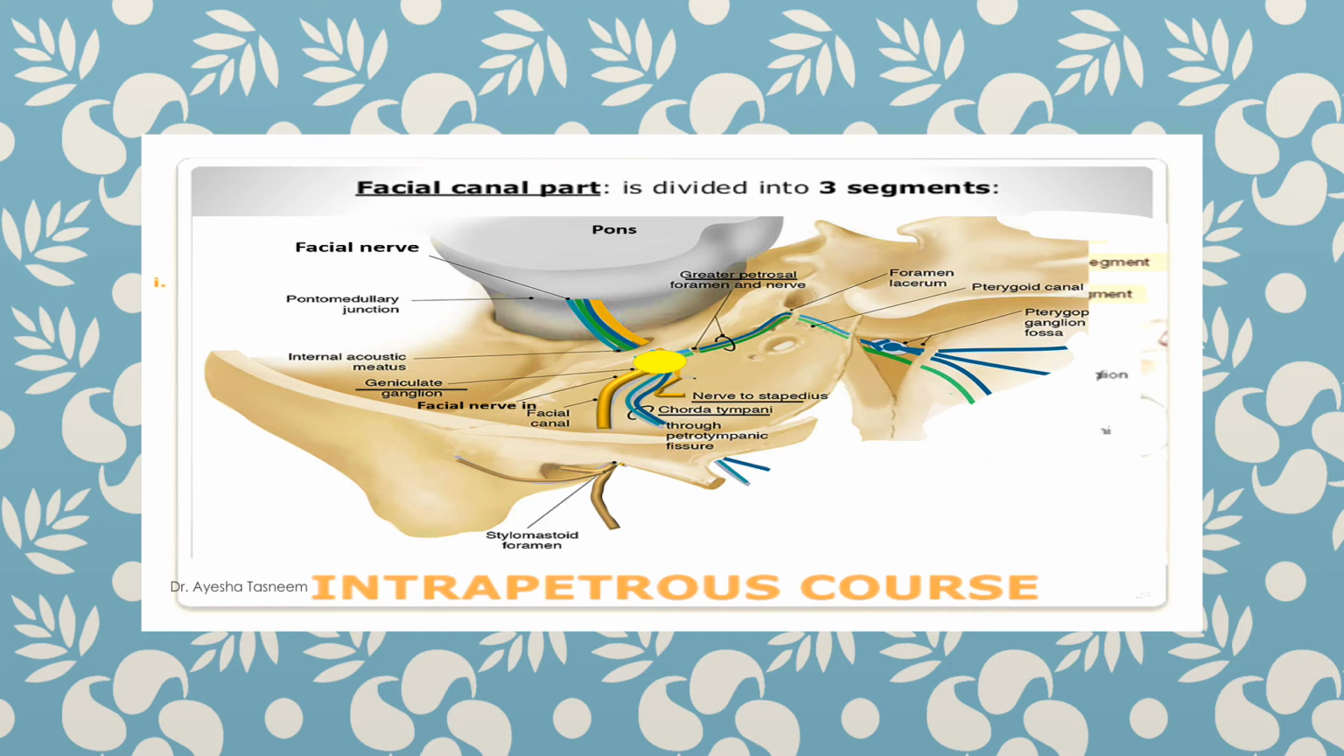Then is the mastoid segment or the vertical segment. It begins at the posterior end of the medial wall. This is the vertical part. Posterior end of the medial wall and passes downwards in relation to the posterior wall of the middle ear to reach the stylomastoid foramen. Here you can see written on the lower part of this figure, there is the stylomastoid foramen. It ends at the stylomastoid foramen.